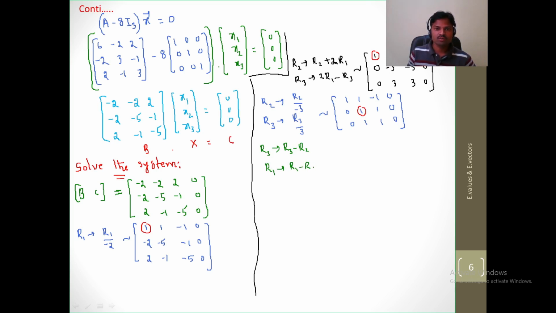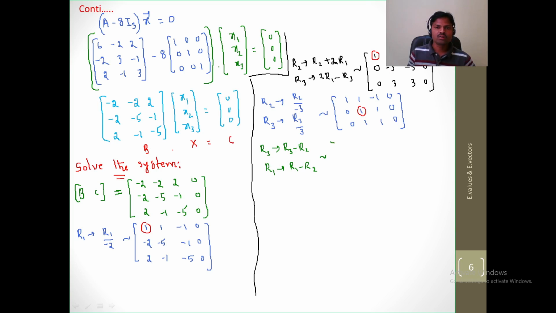R1 minus R2, not R3, because R3 is already modified. So R3 is not ready here. Understand? If you are getting confused, apply the row operations one by one. First apply this row operation, and in the next step apply the next row operation.